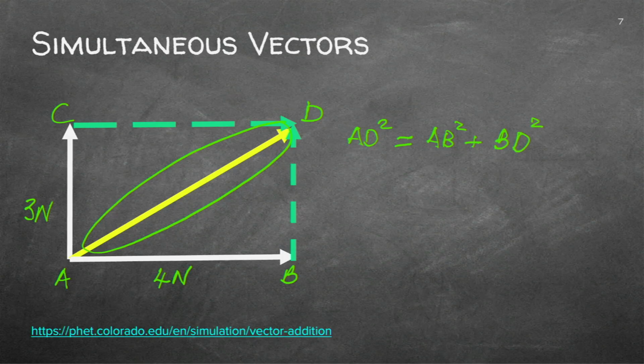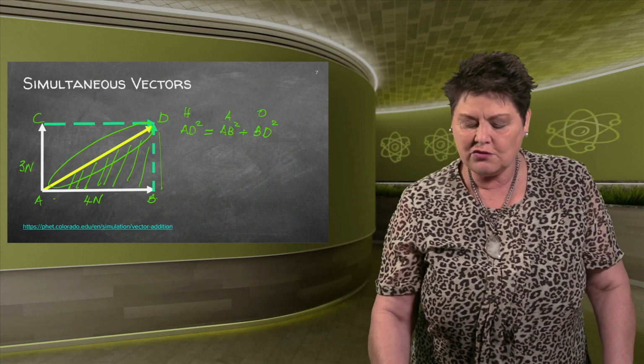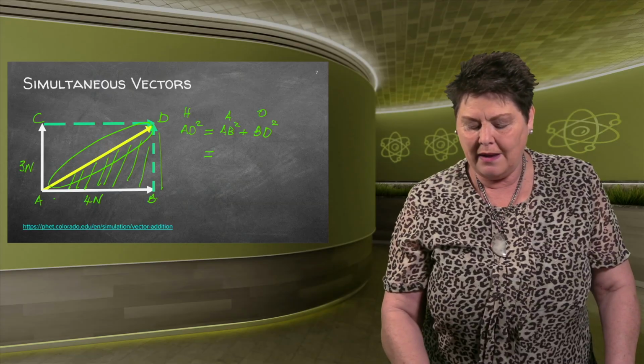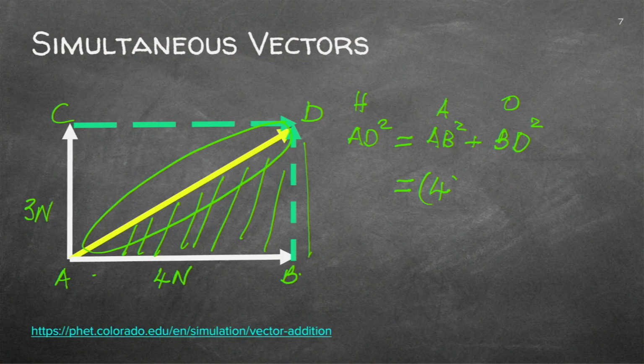Let's take that triangle. So I've got the diagonal, which we call the hypotenuse. I've got AB, which in this case will be the adjacent side. And I've got this side here, which will be opposite. We'll get to working out the angle just now. Let's just try and figure out what the length of the diagonal will be. So AB was 4 Newton. Please remember the square. BD was 3 Newton. Please remember the square. This will give me 16 plus 9, and that will be 25.